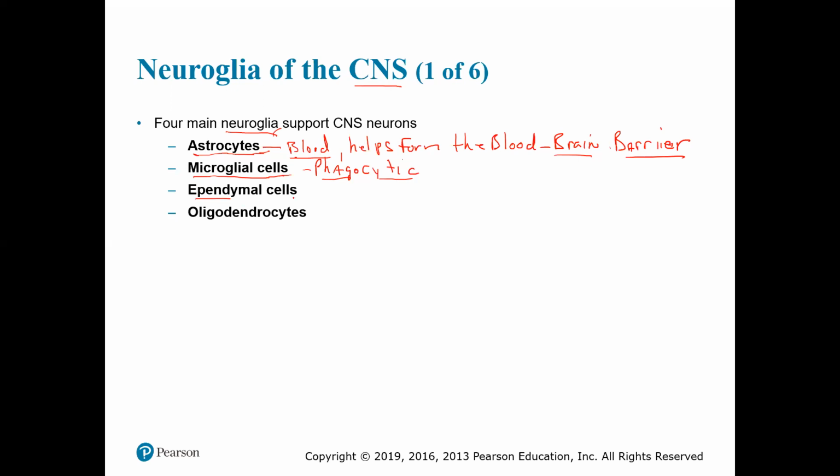Ependymal cells are important for making what's called CSF. And this is cerebrospinal fluid. And this is important because there are receptacles in the brain called ventricles and subarachnoid spaces that carry this fluid.